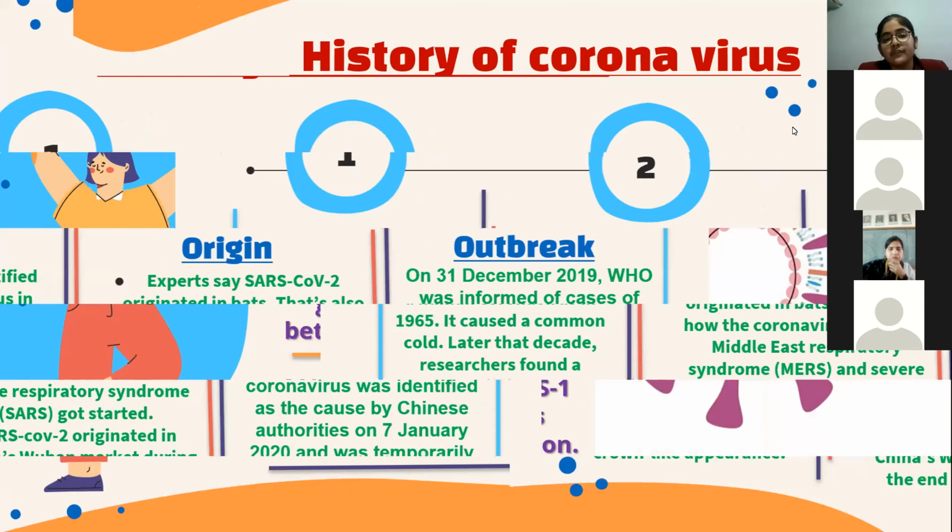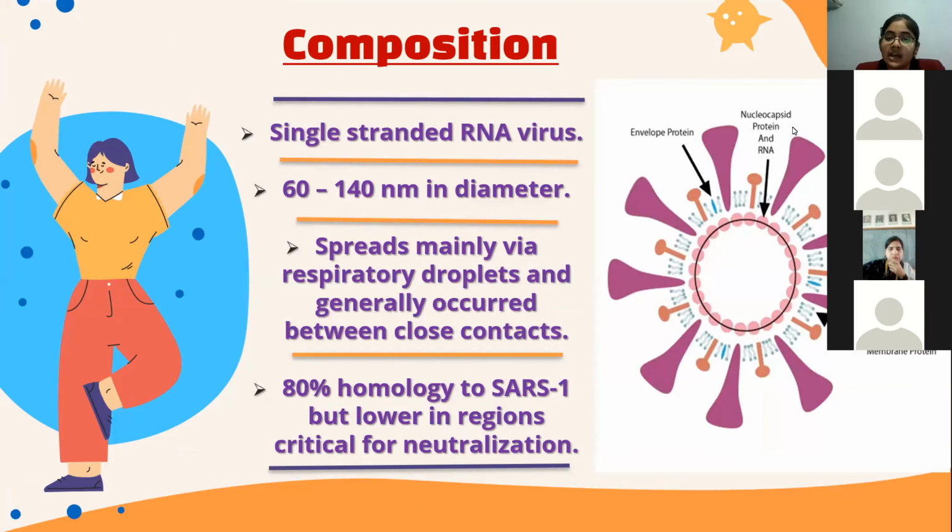The composition of the virus is a single-stranded RNA virus. It is about 60 to 140 nanometers in diameter, spreads mainly via respiratory droplets, and generally occurs between close contacts. It has 80% homology to SARS-1 and is lower in the region critical for neutralization. A picture is visible on the right-hand side of your screen, which shows a diagrammatic representation of the coronavirus. Let's move further.